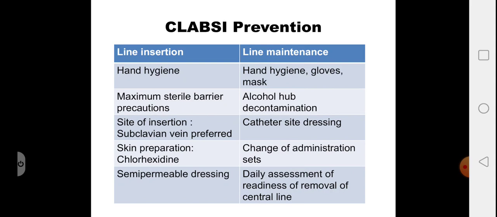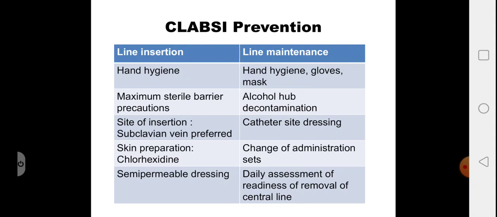Choose an appropriate site of insertion. Usually the subclavian vein is preferred, not the femoral vein, which is in close proximity with the genitalia, which increases the risk of infection. Appropriate skin preparation: 2% chlorhexidine with 70% alcohol is the preferred antiseptic to clean the area before the catheter is inserted.